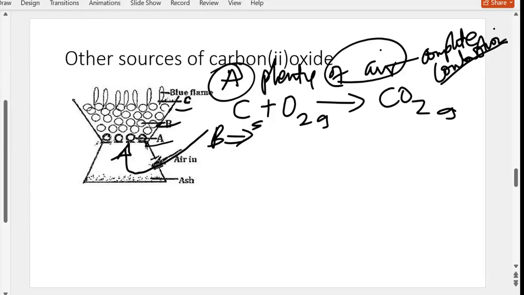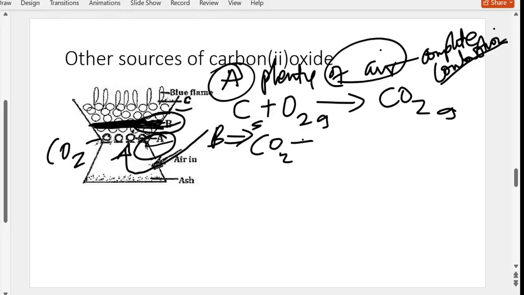At B, we have produced CO2 at this point. So CO2 now rises to region B. And it is at that point now that the carbon dioxide produced at region A is reduced by the burning charcoal. So the equation now is CO2 plus carbon, we get, or is reduced to CO. Now it is a matter of balancing.